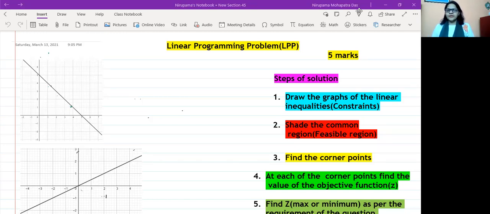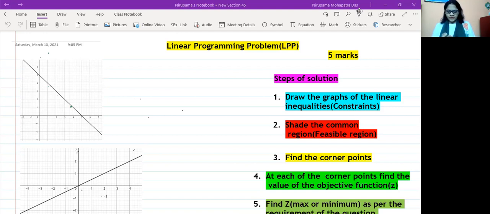So linear programming problem, we call it fondly LPP. It is chapter 12 of your NCERT textbook. And this topic, of course, is the easiest one if we consider the whole syllabus.